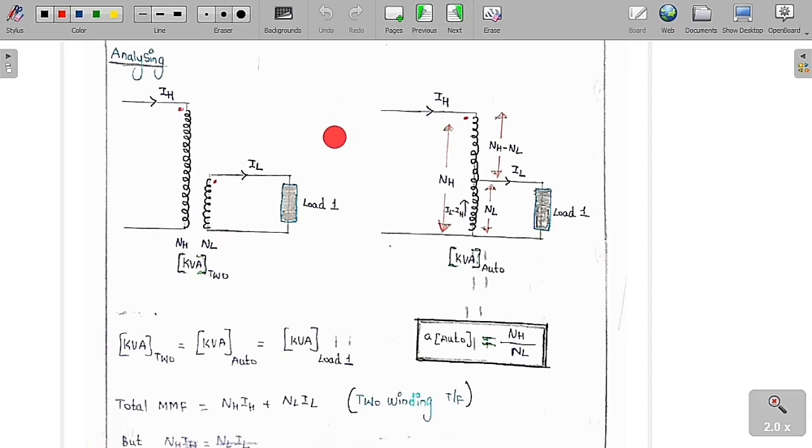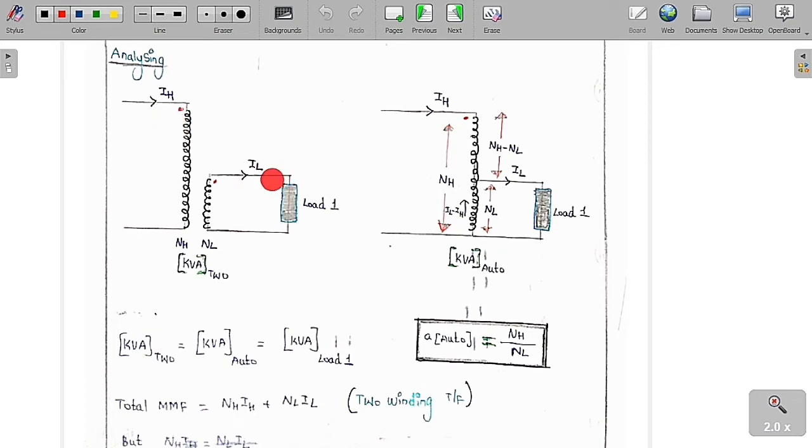So now what we are going to do basically is, this is a two-winding transformer and this is an auto transformer. You can see this is called the primary winding and the secondary winding. The primary winding has a number of turns NH, and the secondary winding is going to have a number of turns NL. So this is the dot and this is the dot.